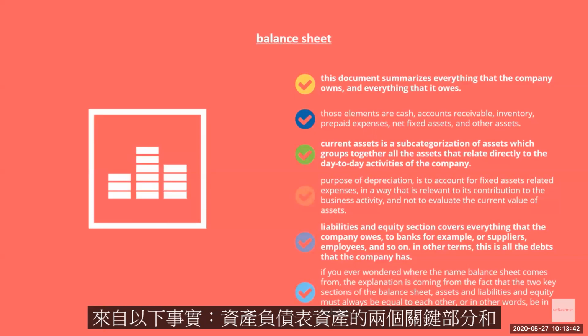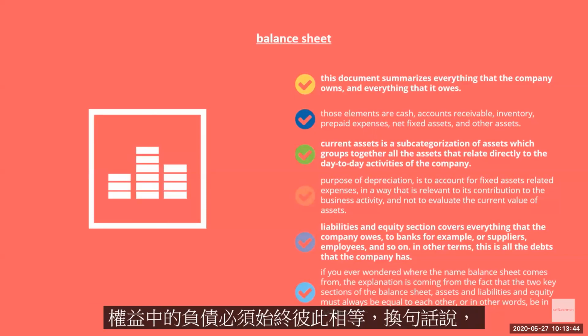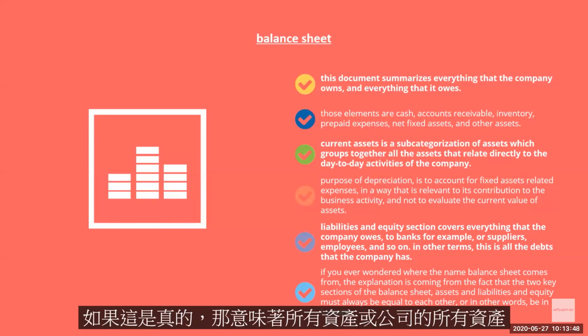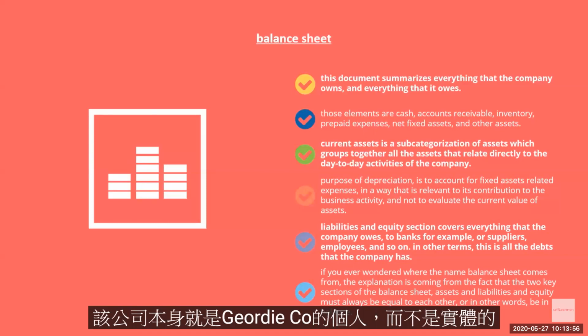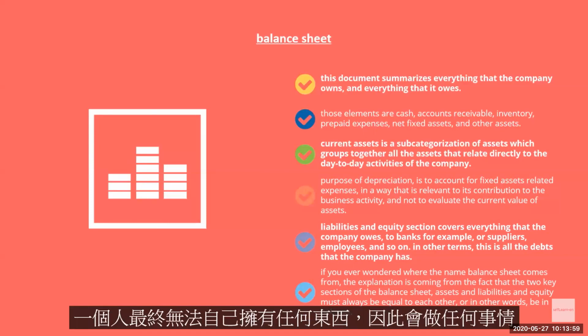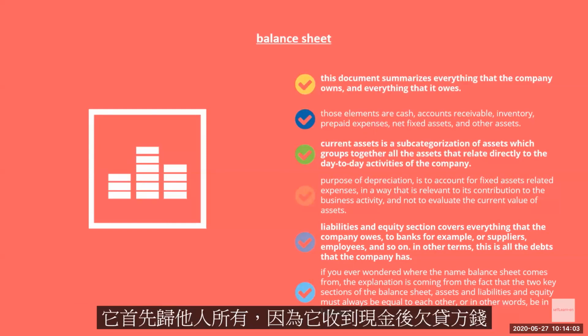If you ever wondered where the name balance sheet comes from, the explanation is coming from the fact that the two key sections of the balance sheet, assets and liabilities and equity, must always be equal to each other, or in other words, be in balance. If that is true, it means that all the assets or everything the company owns must be equal to the total amount of what it owes. The reason for that is that the company in itself, being a juridical person and not a physical person, cannot ultimately own anything for itself. It therefore does owe whatever it owns to someone else.